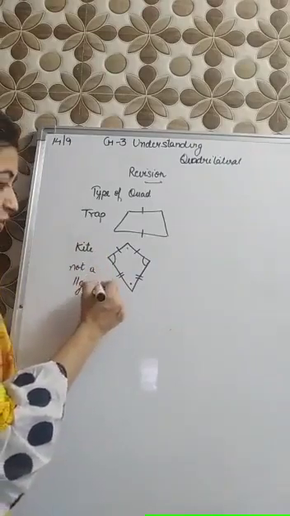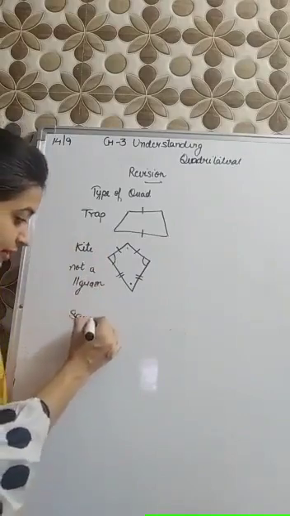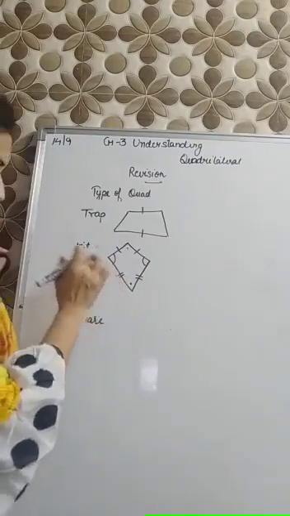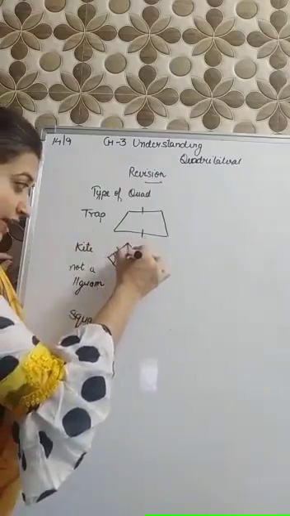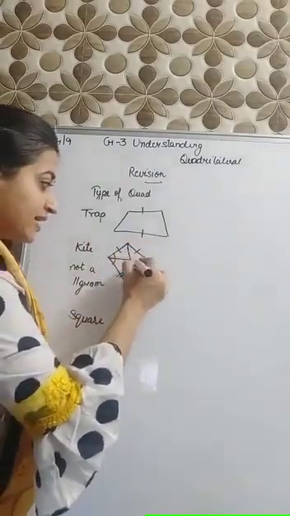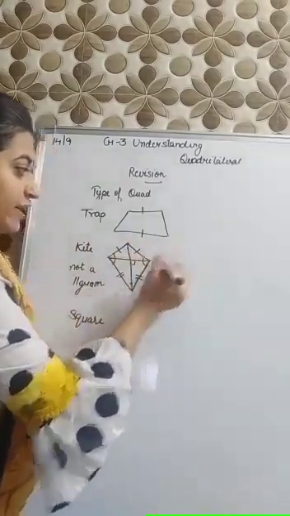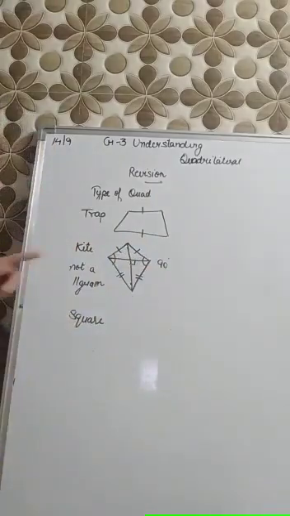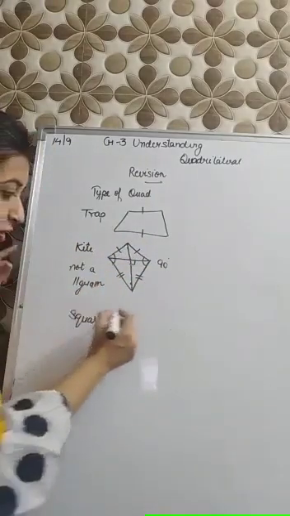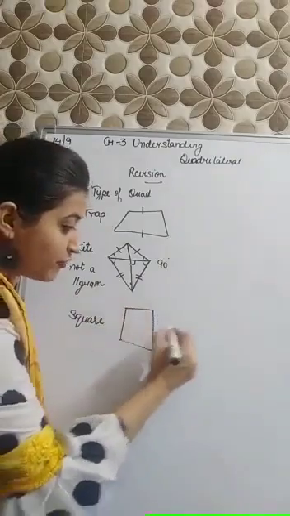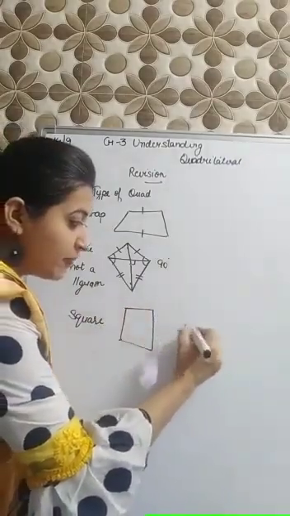And one more property is here for kite. The diagonals of the kite bisect each other at right angle. Next is a square. Square is a type of a parallelogram.